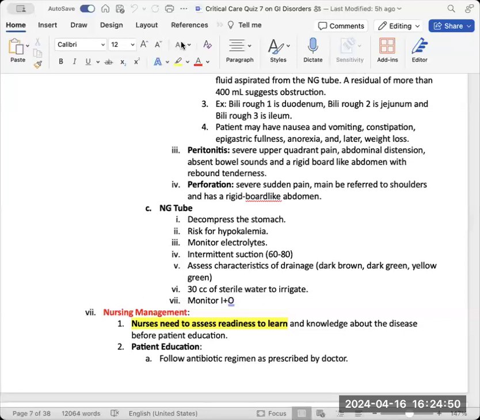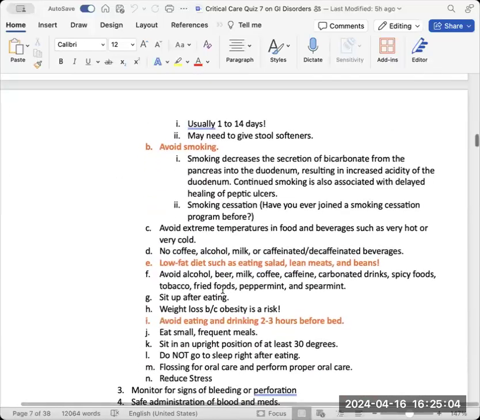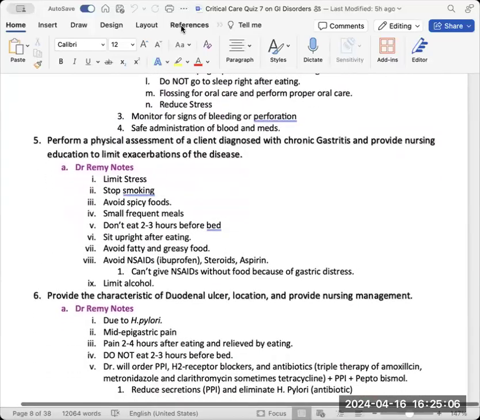And you want to monitor intake and output, right? Because they should be outputting something. And if they're not, right, there's no drainage coming from this NG tube, that's a problem, and the doctor needs to be notified. But that's what I just wanted to point out with you guys.